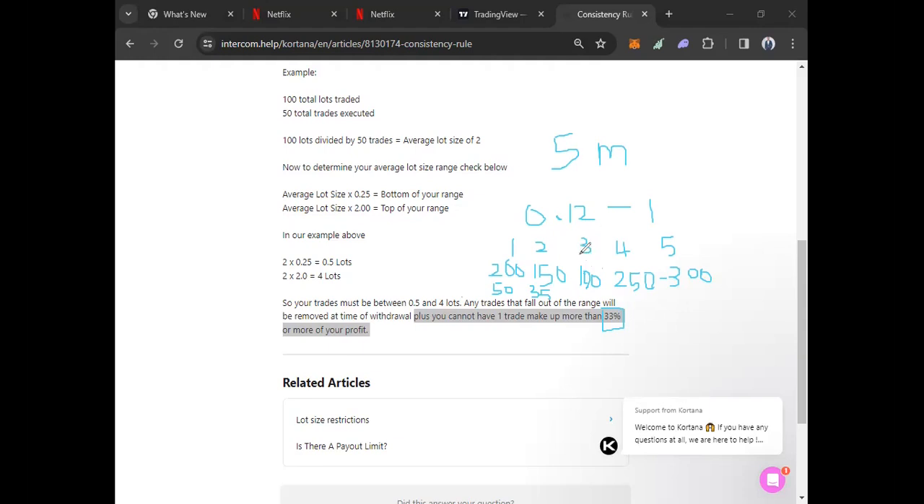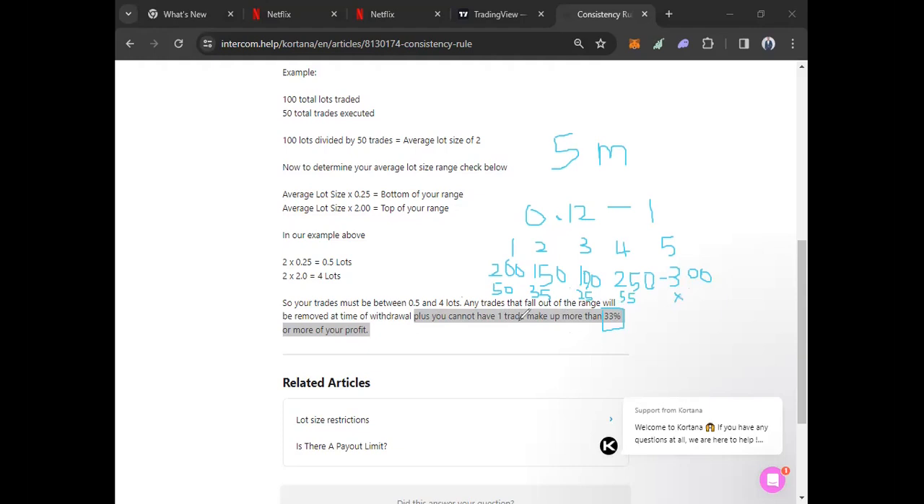Then on the third day they made $100, which is 25% of $400. This is about 55%. And the last one is a loss. Nothing there. So mainly, this is the issue traders are having to understand.